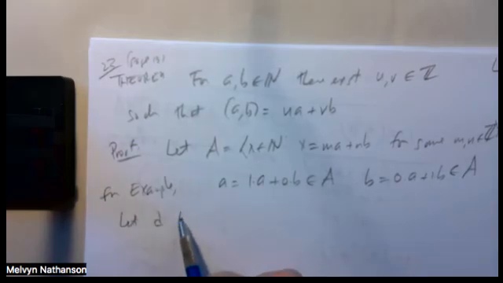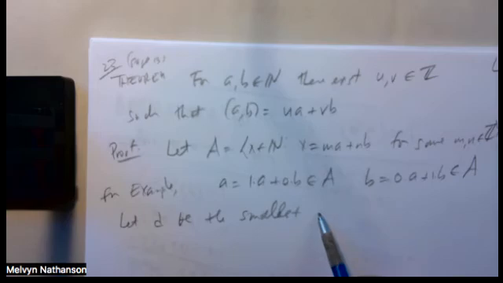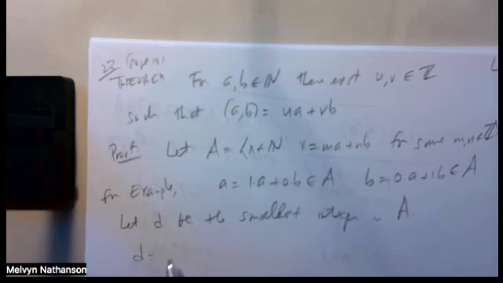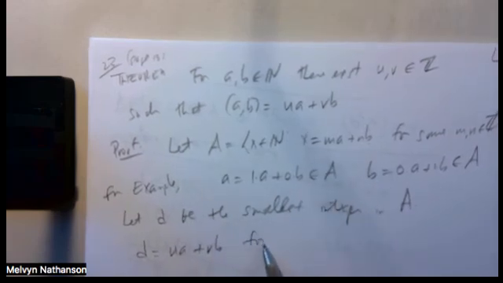So there are positive integers in this set. Let D be the smallest positive integer in the set A. This is a non-empty set of positive integers, so by the minimum principle, it contains a smallest element. So D is equal to ua plus vb, because it's in the set, for some integers u and v.